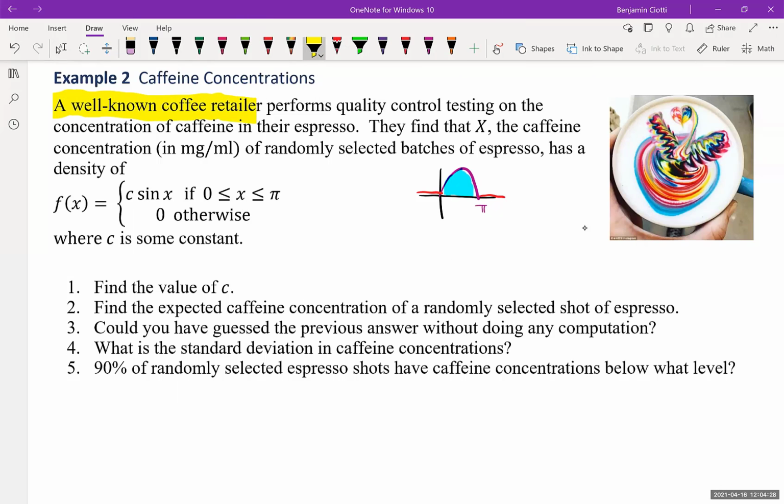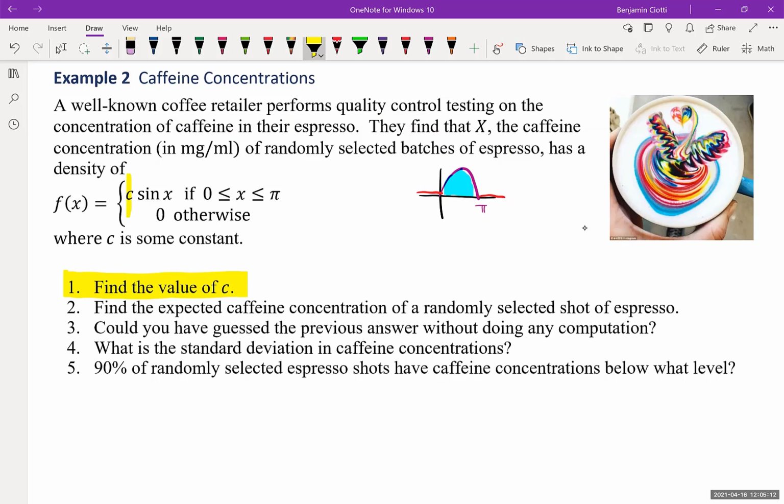Suppose that a well-known coffee retailer performs quality control testing on the concentration of caffeine in their espresso, and they find that X, which is the random variable which represents the caffeine concentration in a randomly selected batch of espresso, has the following continuous density. So its density is equal to C sine X when X is between 0 and pi and 0 otherwise. C is some constant, which is as of yet unspecified. The first question is to figure out what little c is. Okay, so problem 1, what's the value of little c?